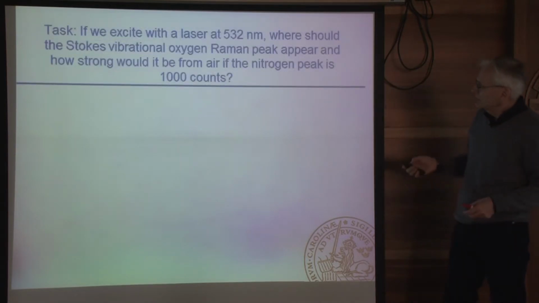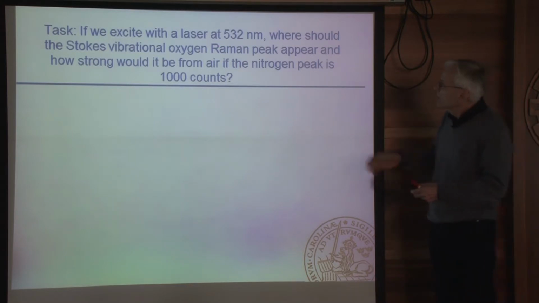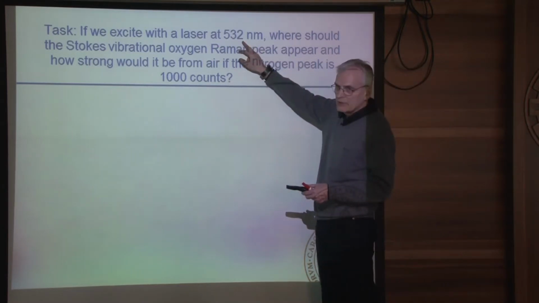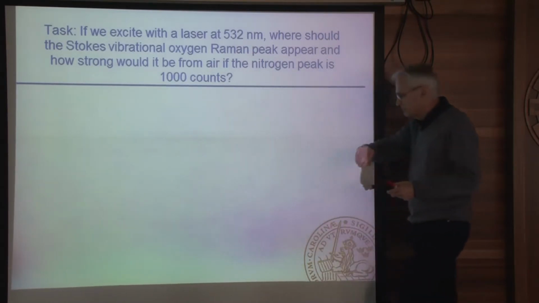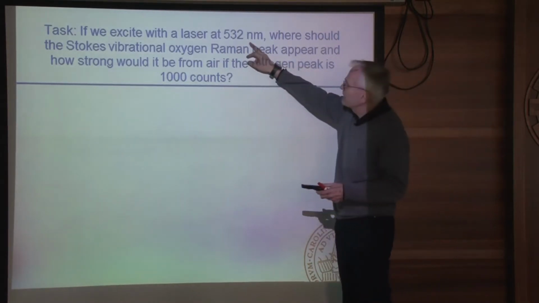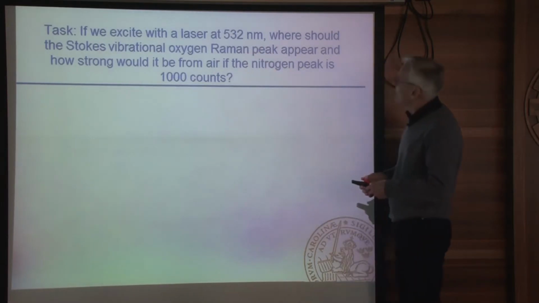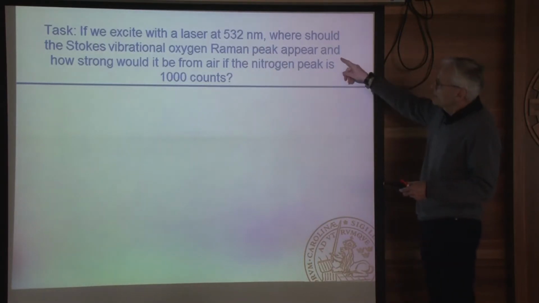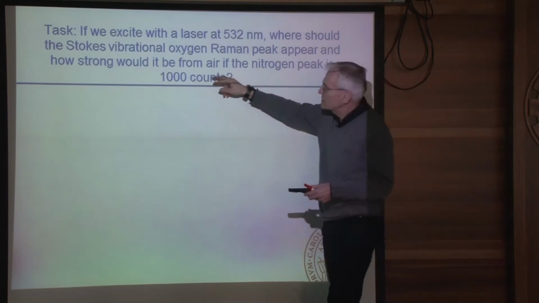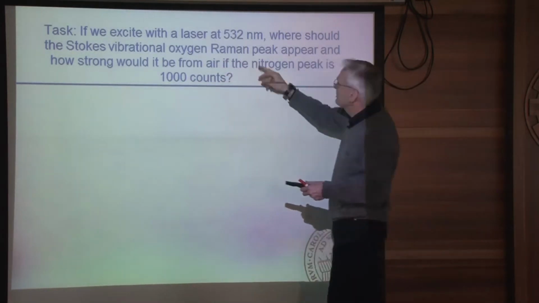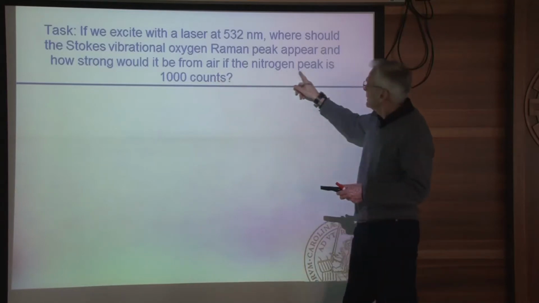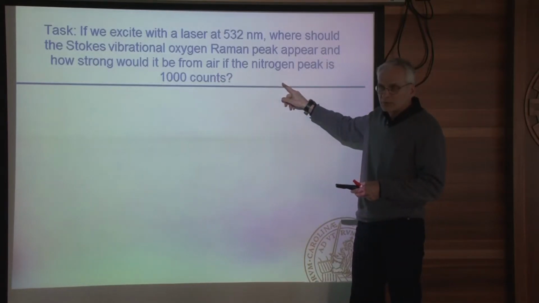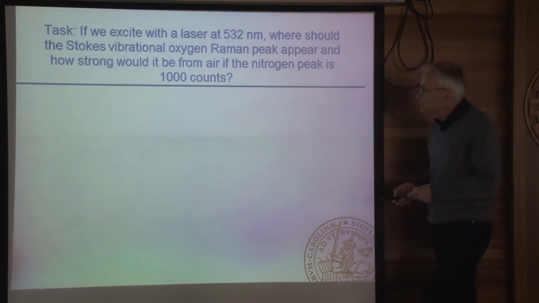So just, if you like, a task, if I have a laser at 532 nanometers, I have 5 minutes, okay? If I have 532 nanometers, where should the vibrational oxygen Raman peak appear, and how strong would it be from air if the nitrogen peak is 1000 counts? So how do I do this?